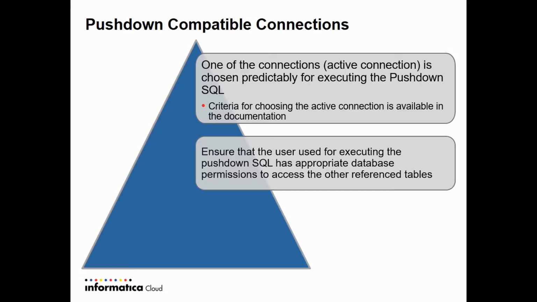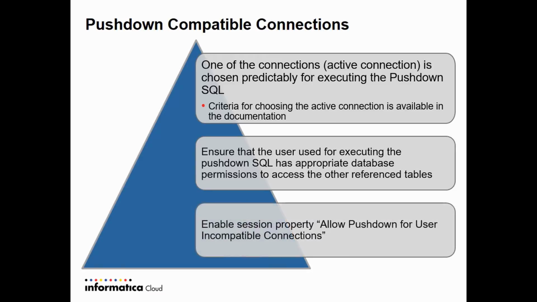The connection or the user which is chosen will be based on a predetermined criteria. To configure the full pushdown optimization, if the source and target reside in separate databases, enable the flag Allow Pushdown for user incompatible connections in the session properties. This also indicates that the database user of the active database has read permission on idle databases. As we discussed earlier, if a PDO session involves multiple database connections, only one connection can be considered active and the others are idle connections.